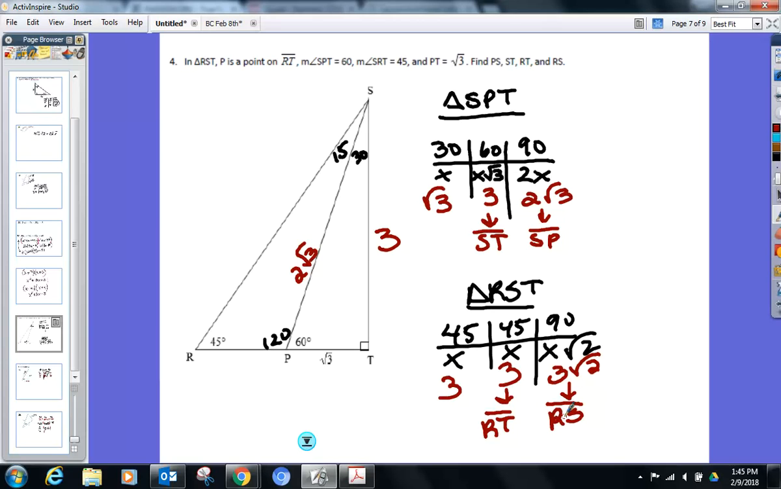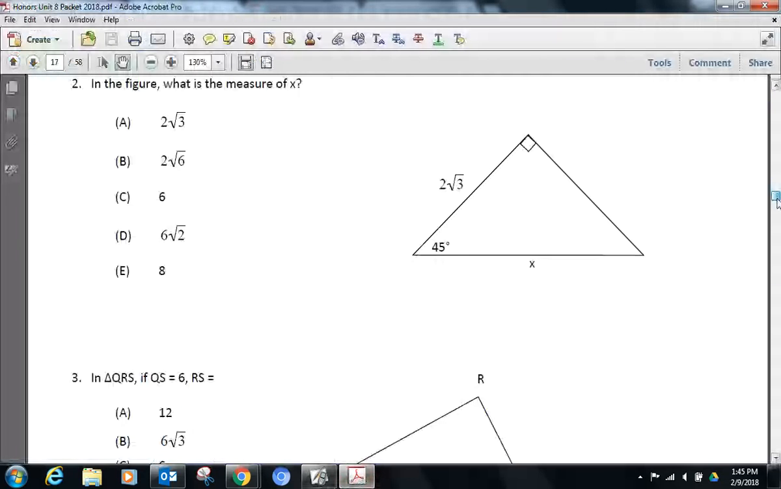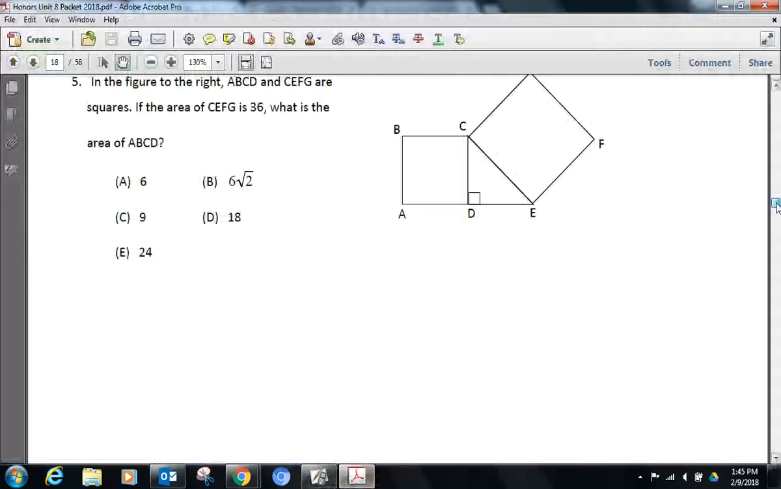All right, while we're in the packet, I need you to add something for tonight's homework. Go to page 17 and look at diagram number 5. That problem right now is impossible to do unless I add a degree measure into it. Everyone ready? DCE, 45 degrees. All right, that problem's impossible without it.